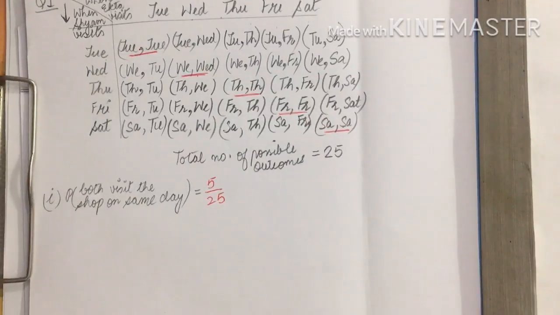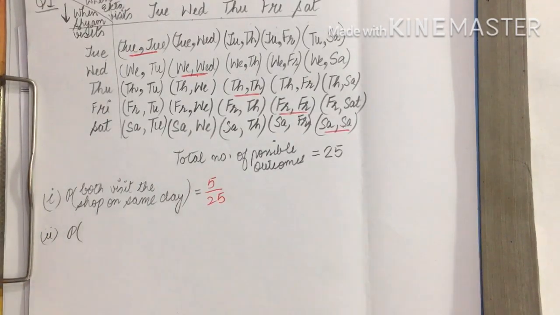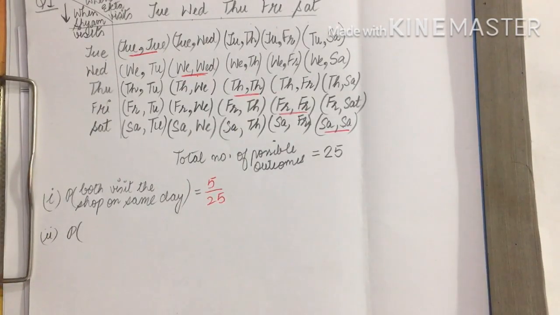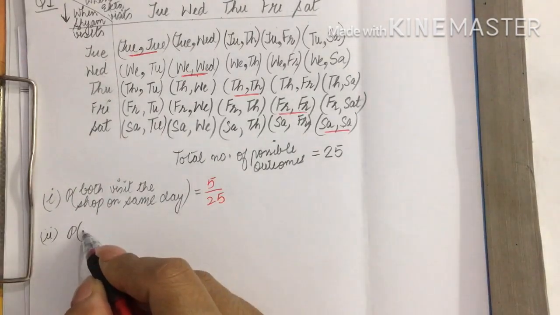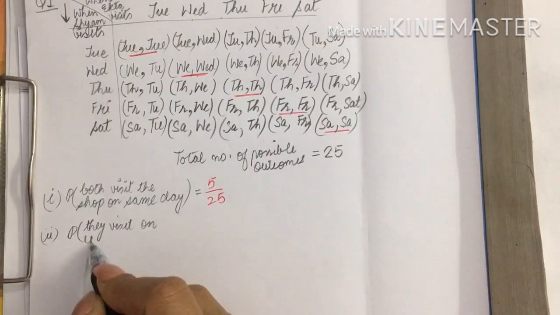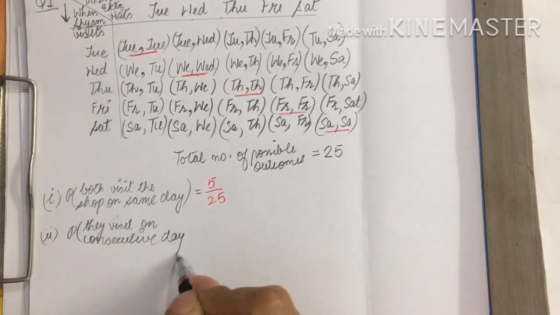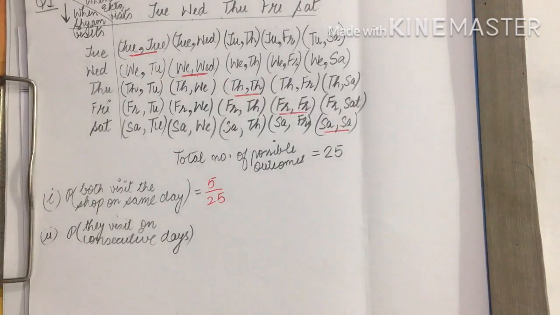Then the second one is the probability they visit the shop on 2 consecutive days. They visit on consecutive days. Now you should know the meaning of the word consecutive. Consecutive means one after the other. The days which come one after the other. Like Tuesday and Wednesday. One visits on Tuesday, the other visits on Wednesday. Or the opposite. So let's count those consecutive days.